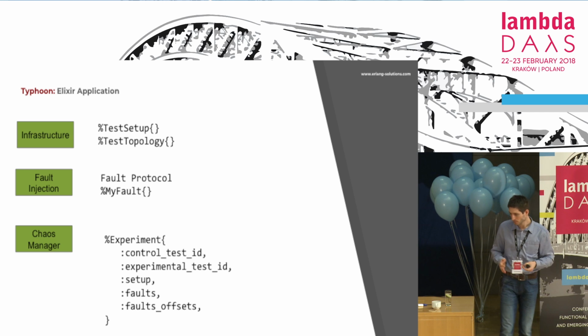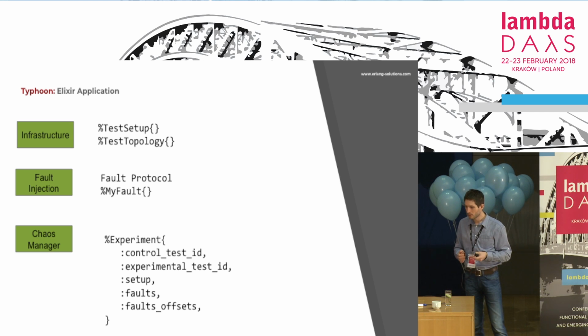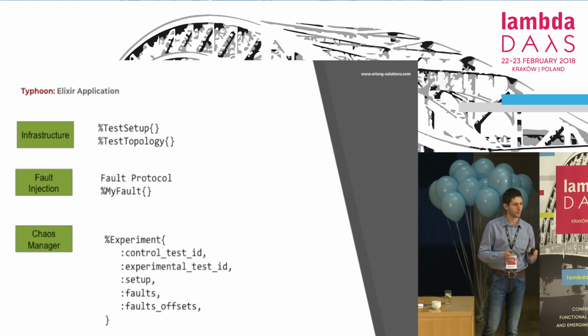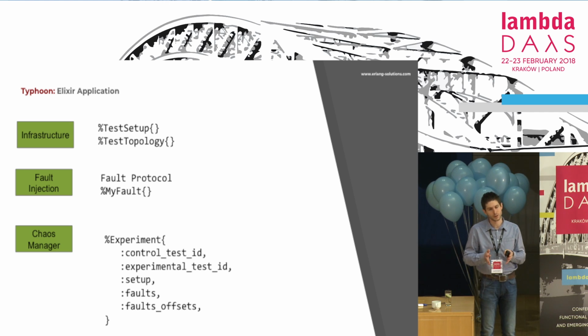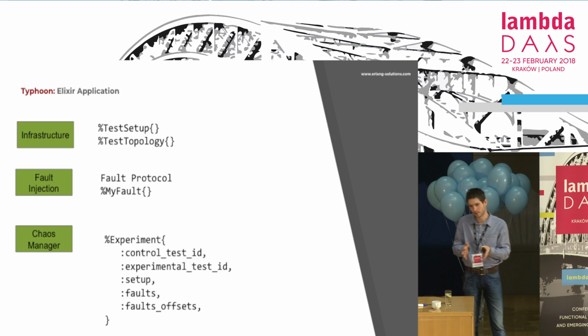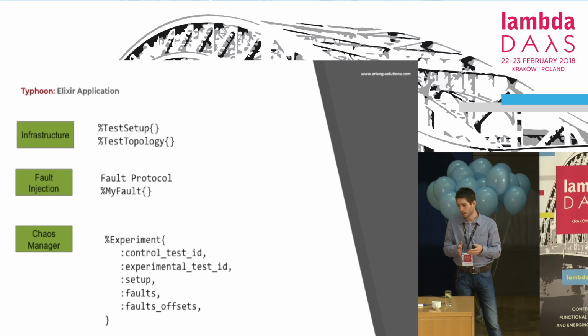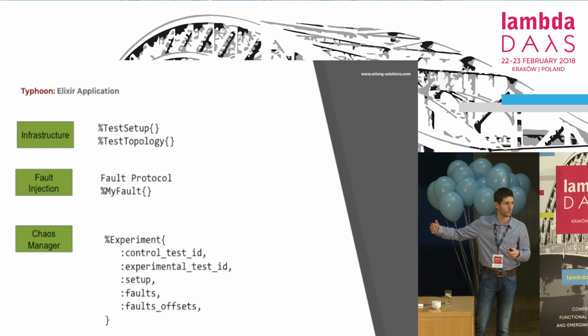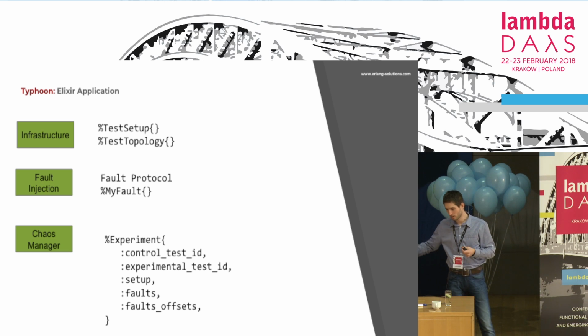And finally there is the chaos manager that defines the experiment model, that has a reference to the control load test, to the experimental load test, to the setup, to the faults, and fault offsets, which define when in time the faults are to be injected when a particular load test runs.